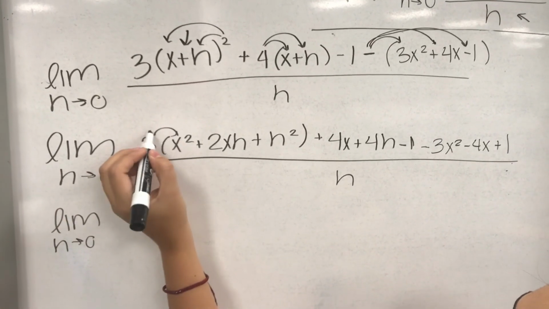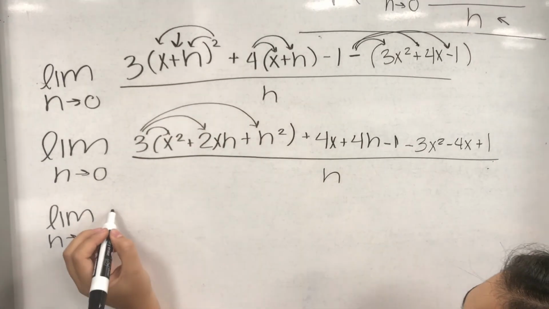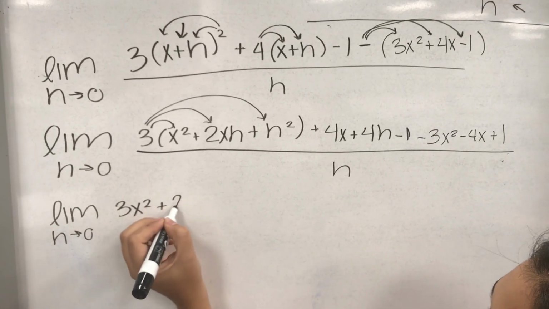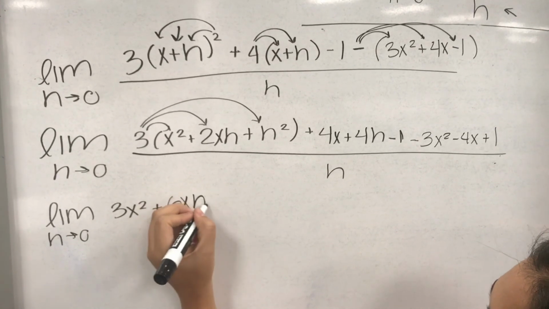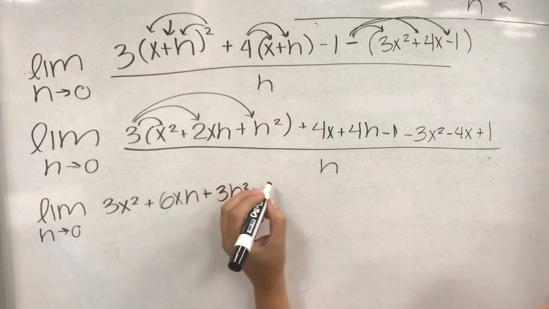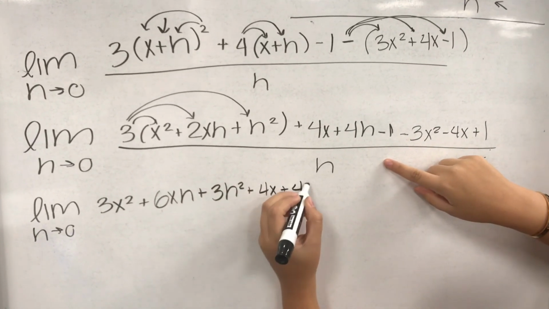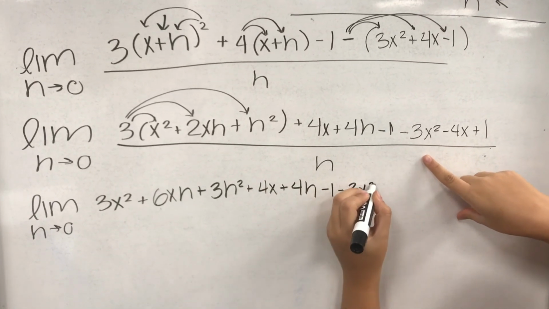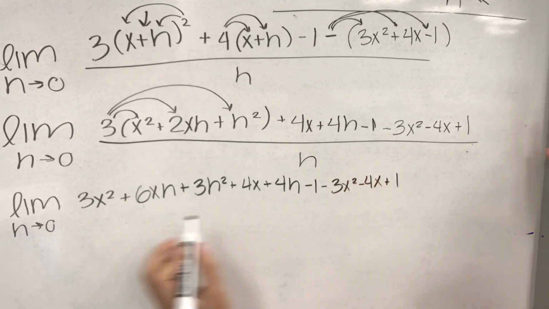Now we rewrite the limit when h approaches 0. Now we have to distribute property once again this term so we can expand our equation, which would be 3x squared plus 6hx plus 3h squared, and then we rewrite everything that we previously wrote. Minus 3x squared minus 4x plus 1 all over h.